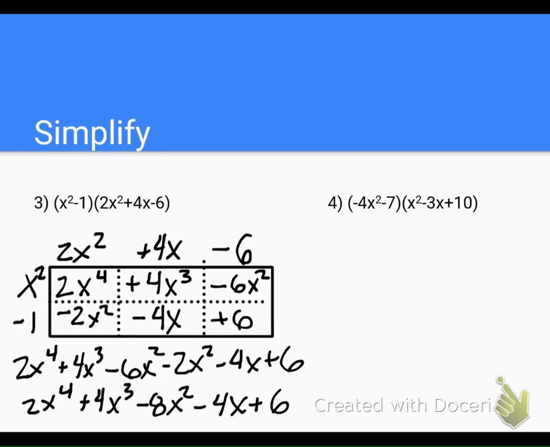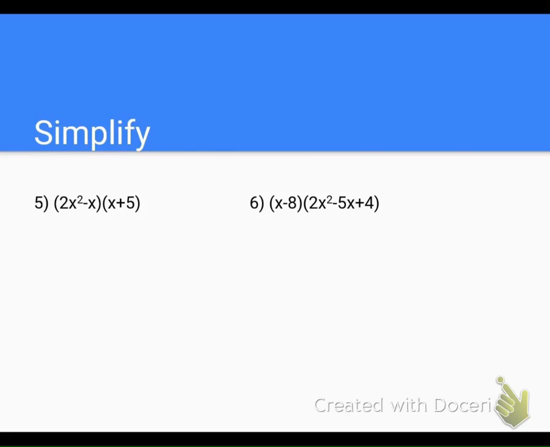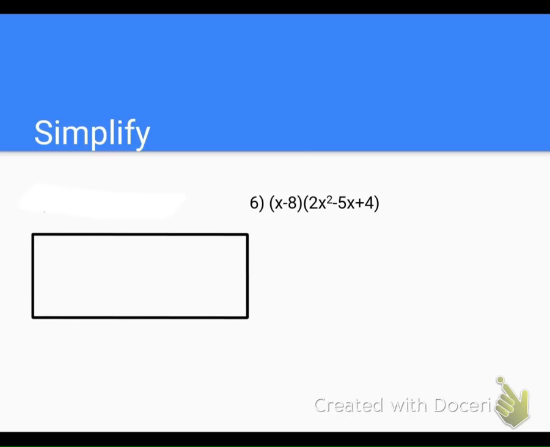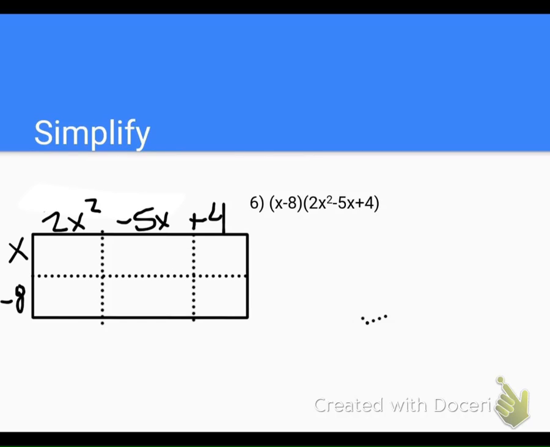Okay, and I'm going to skip examples 4 and 5 and move on to number 6. Okay, so again, I make my rectangle. I have x minus 8 on one side, then across the top I have 2x squared minus 5x plus 4. I break up my rectangle here and here. Then across as well.